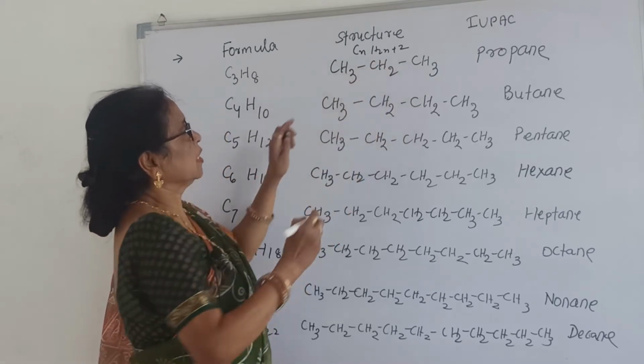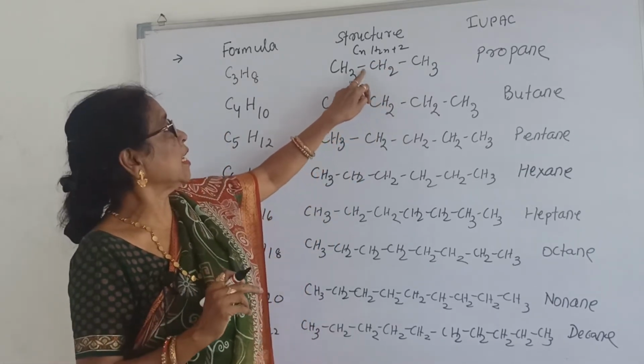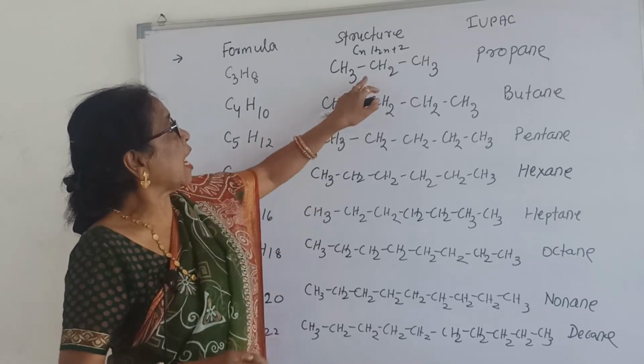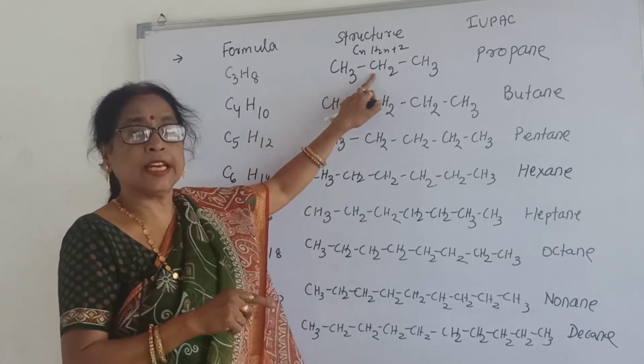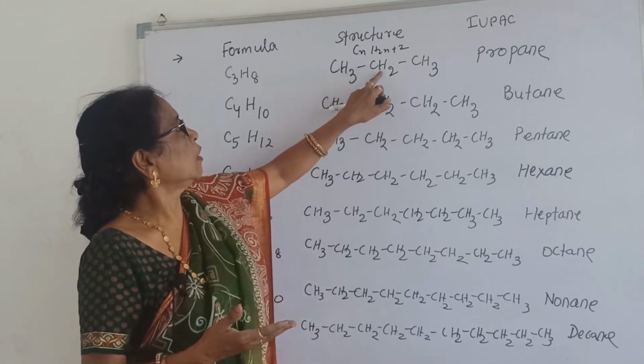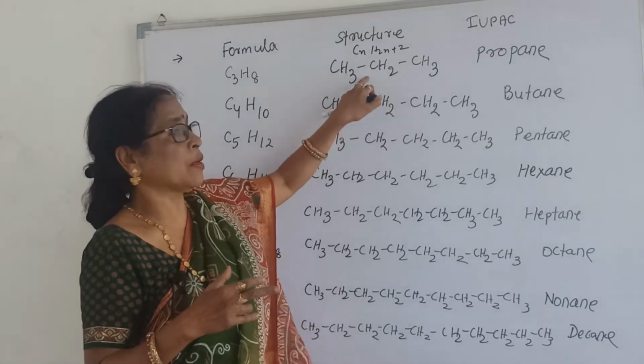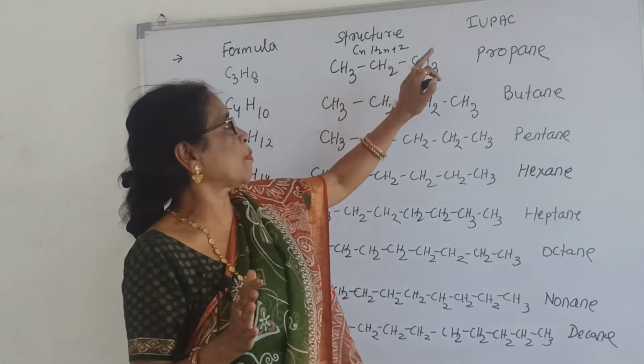Propane means 3 carbons, and the middle one is CH2. Why not CH3? Because you can observe that carbon is not satisfied if you put 3, as the carbon valency becomes 5. So here see 1, 2, 3, 4. Hydrogen 2 means 2, 2, 1, 3, 1, 4. So satisfied. Here also satisfied, propane.